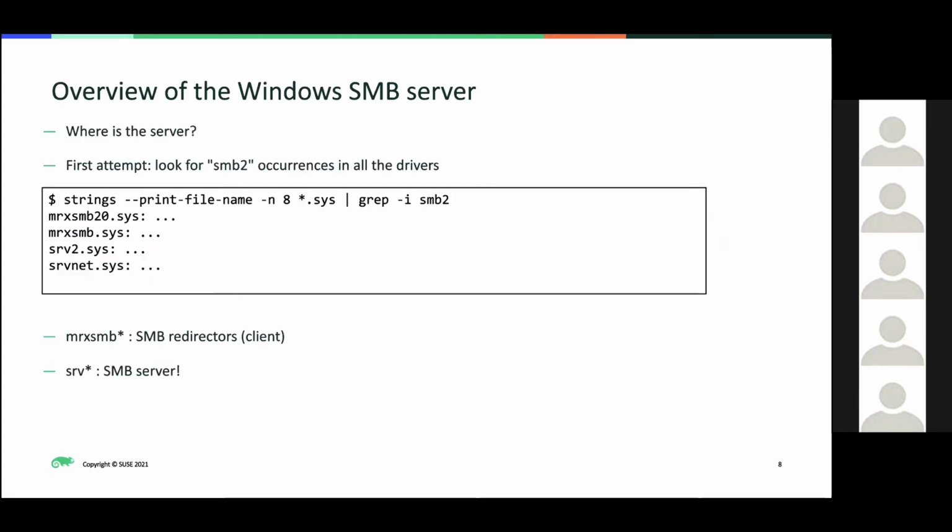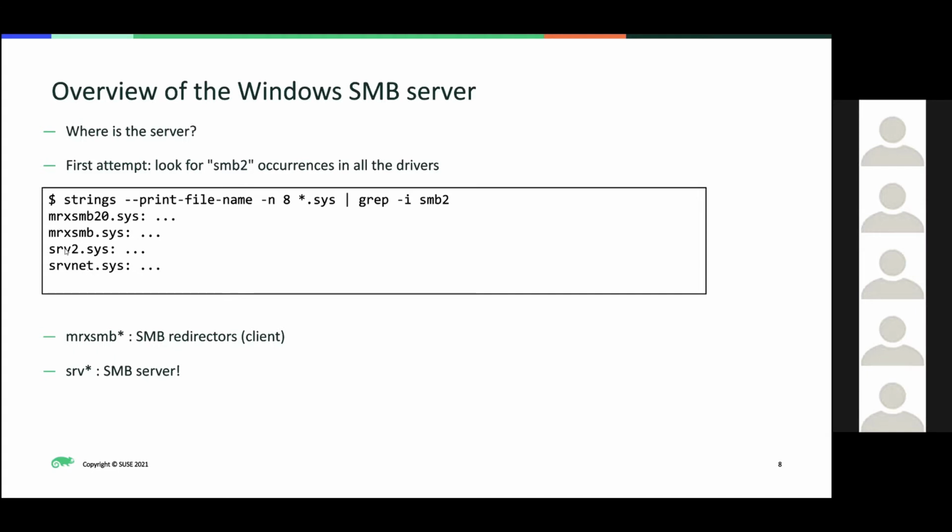So where is actually the server? My first attempt to find this information was very simple: looking for strings. I copied over all the .sys files to a Unix system and ran the strings command, which looks at the file, and anything that looks like an ASCII string at least 8 characters long, it will print in a list along with the file name it appears in. I just grep for SMB2, and if you run this, you end up having those files listed.